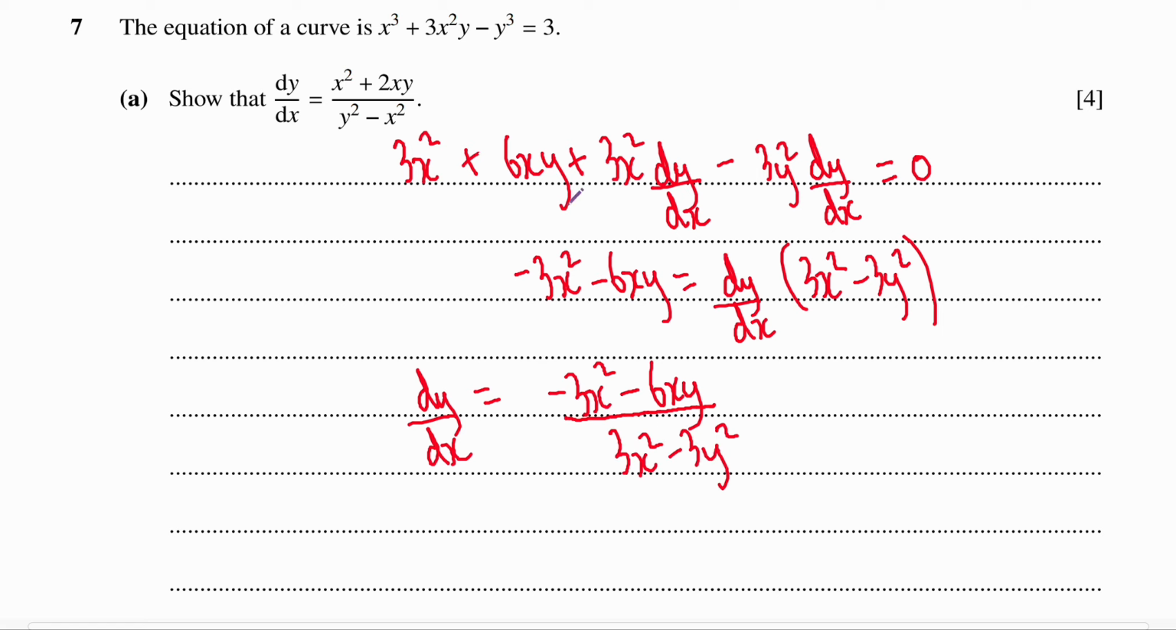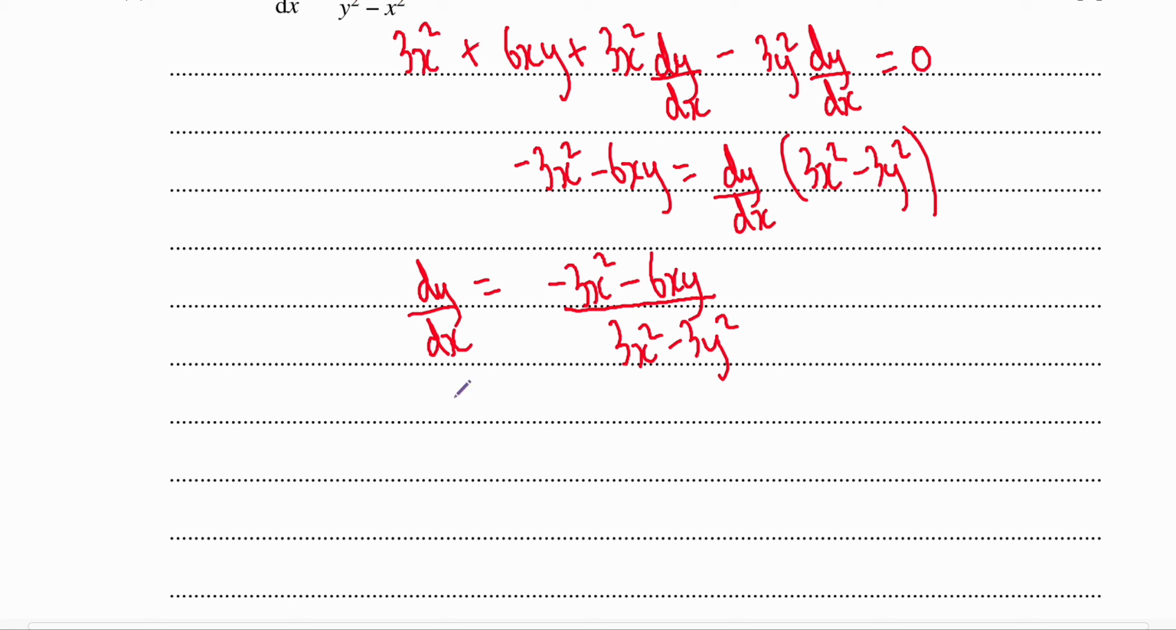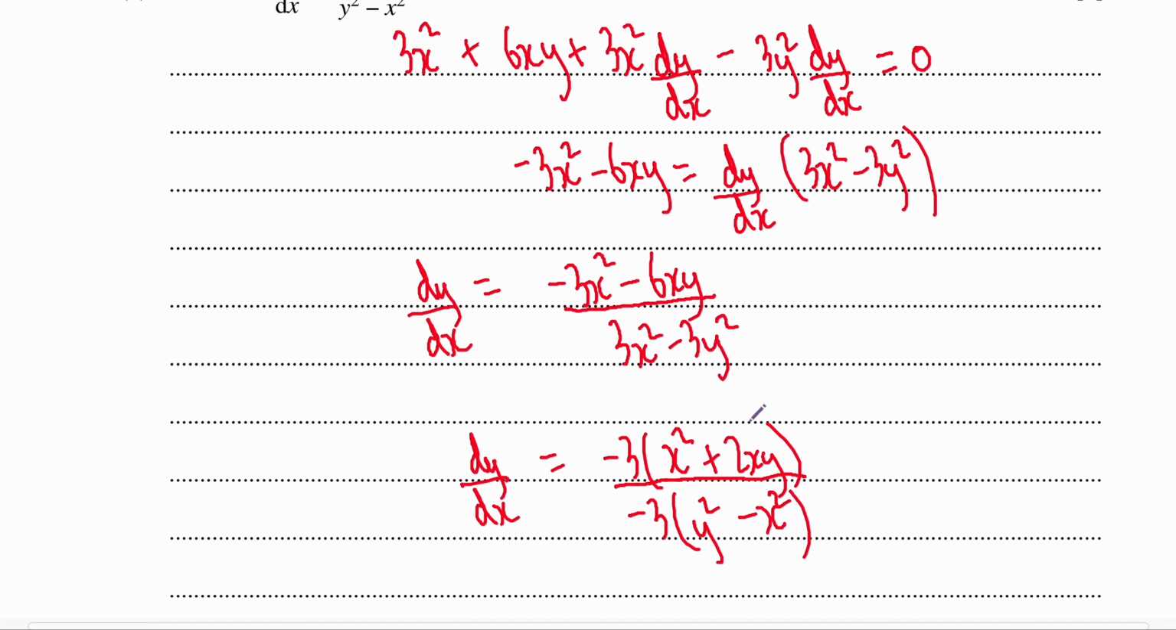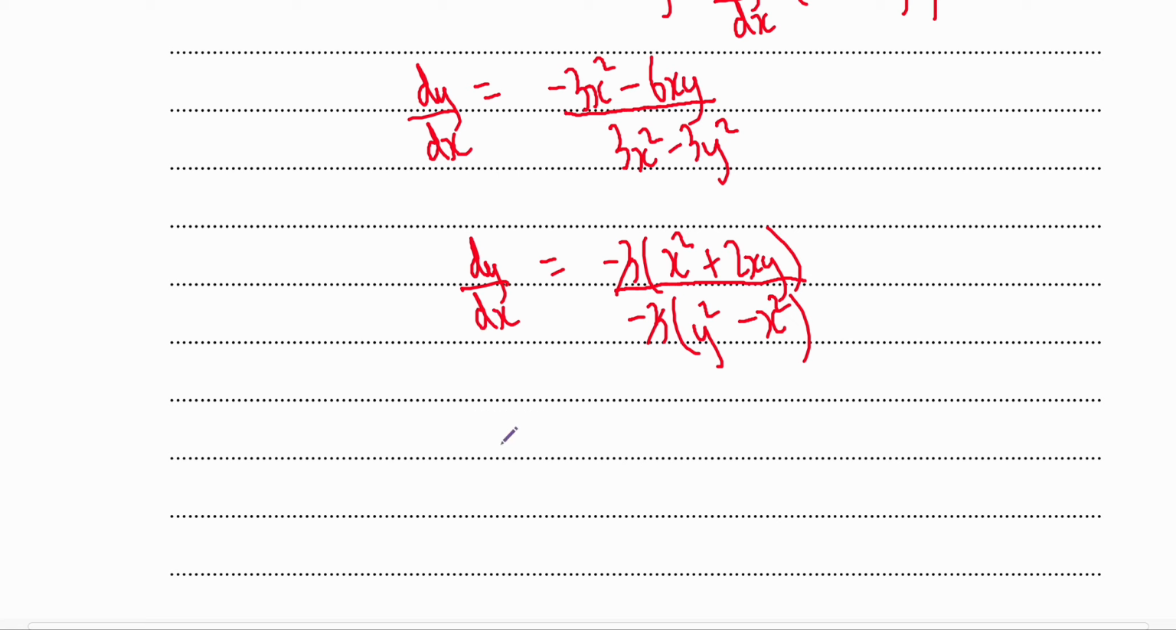And now we need to factorize because it's not in the form that we wanted. So let's take minus 3 out on both sides. So you're left with dy by dx is equal to minus 3, and you have x squared plus 2xy. And then over here, if you take minus 3 out again, you have minus 3, and then you have y squared minus x squared. I just switched the order of these two around because I want the positive in front. Well, you can cancel out the minus 3's, and you're left with dy by dx is equal to x squared plus 2xy all divided by y squared minus x squared.